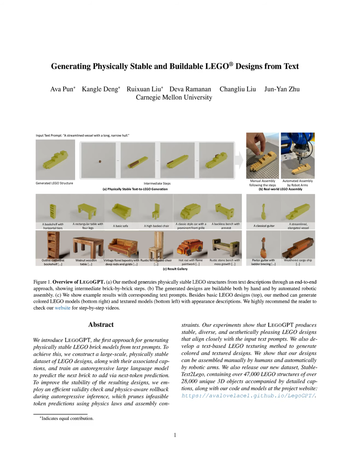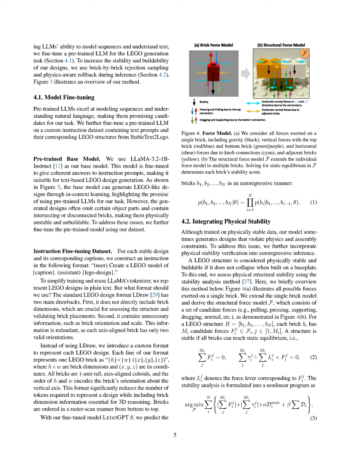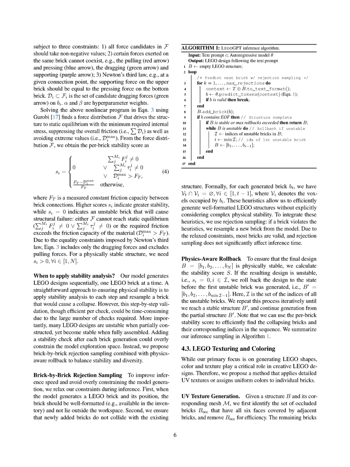To illustrate the inner workings of the LEGOGPT algorithm, let's consider the text prompt, "Create a LEGO model of a small house." The process begins with the fine-tuned LLaMA 3.2-1B-Instruct model, which generates the first brick based on the prompt. The algorithm employs brick-by-brick rejection sampling to ensure that the generated brick is well formatted and does not collide with existing bricks. After generating each brick, the algorithm checks for physical stability using a stability score, which quantifies the internal stress at each brick's connections.